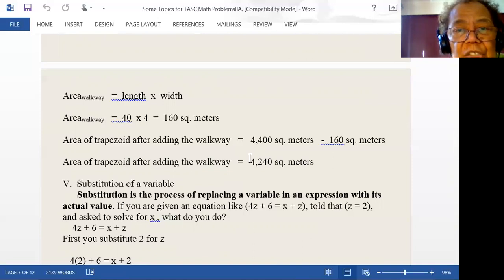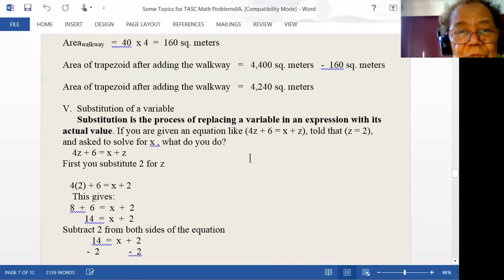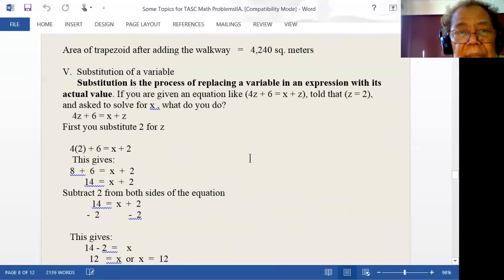Okay, let's go to our next topic, substitution of a variable. Substitution of a variable means that you're given some values of the variable and you substitute them in the expression or formula for that variable. Now, our question here is, we have an equation. We're given a value of z, and we want to calculate the value of x. So 4z plus 6 is x plus z.